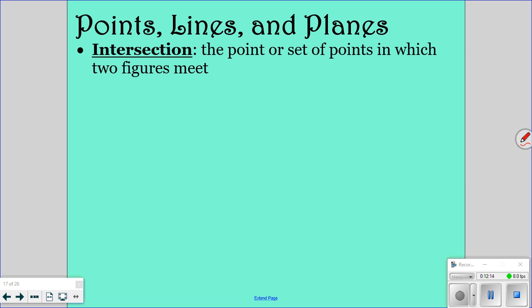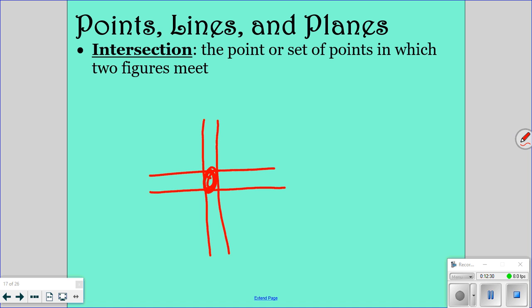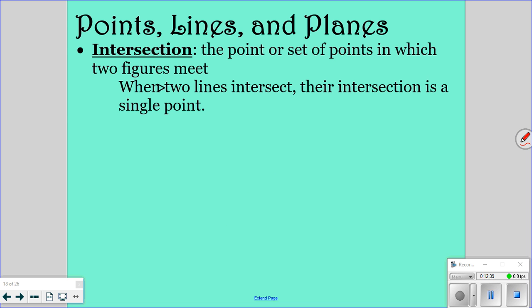Okay, so now we're going to look at intersection. Intersection is the point or the set of points in which 2 figures meet. If you have 2 roads, there is an intersection, and that's where the 2 roads meet right here. The intersection of, pick 2 streets, is where they meet up. When 2 lines intersect, their intersection is a single point. So if we have 2 lines that cross, they intersect at a point.